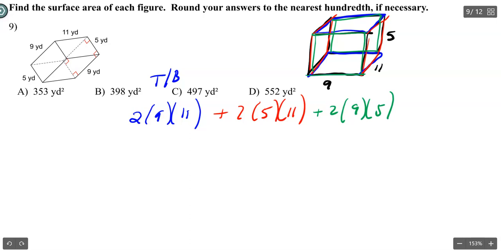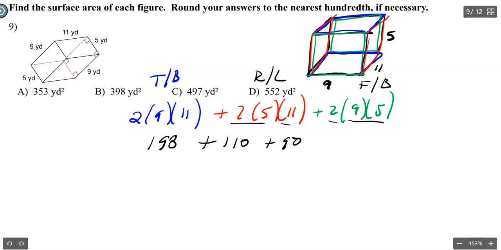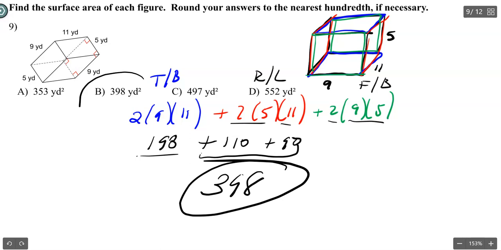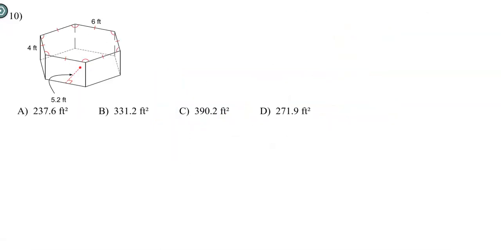And let's go through and bust that out. So this was the right and the left. This was the front and the back. All right, 2 9 by 11s. Well, that's 99 doubled. So that's 198. Over here we have 10 times 11. So that's 110. And then we have 45 times 2 is another 90. And 110 and 90 is 200. Added to 198. Grand total 398. Correct answer B. Number 10, looks like a hexagon box.